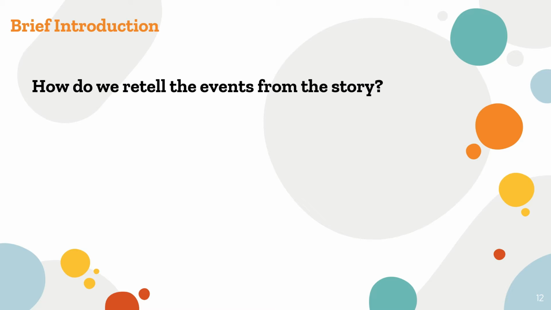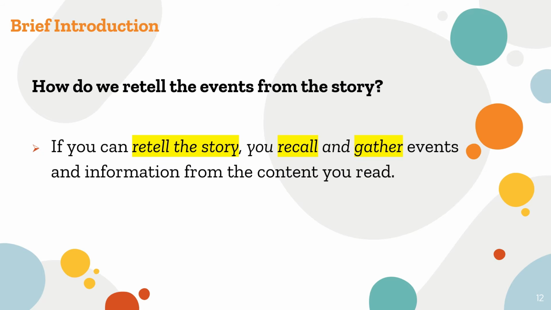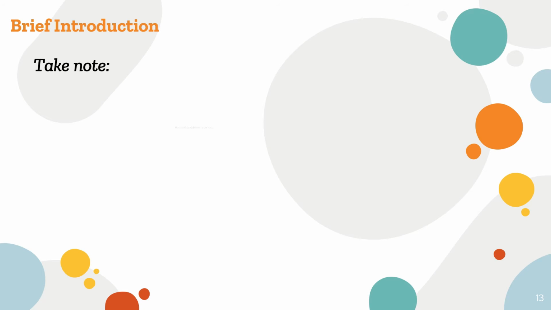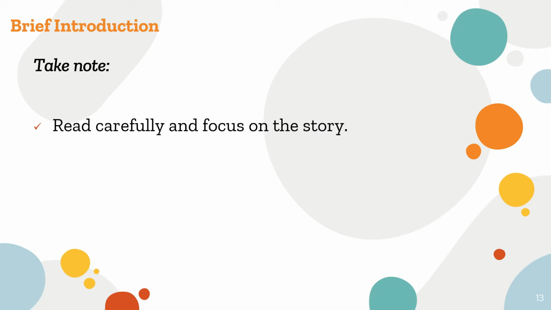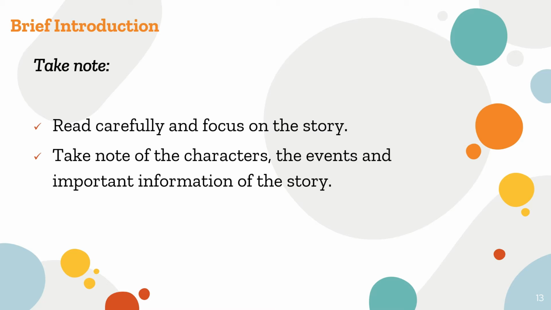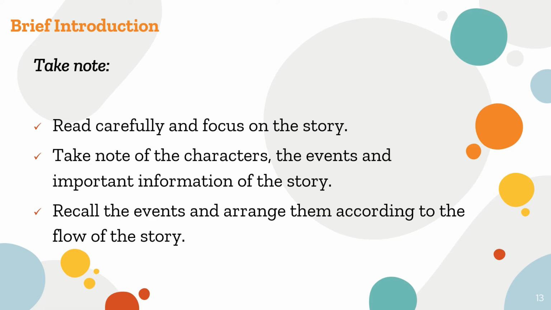How do we retell the events from the story? If you can retell the story, you recall and gather events and information from the content you read. Take note to read carefully and focus on the story. Take note of the characters, the events, and the important information of the story. And recall the events and arrange them according to the flow of the story.